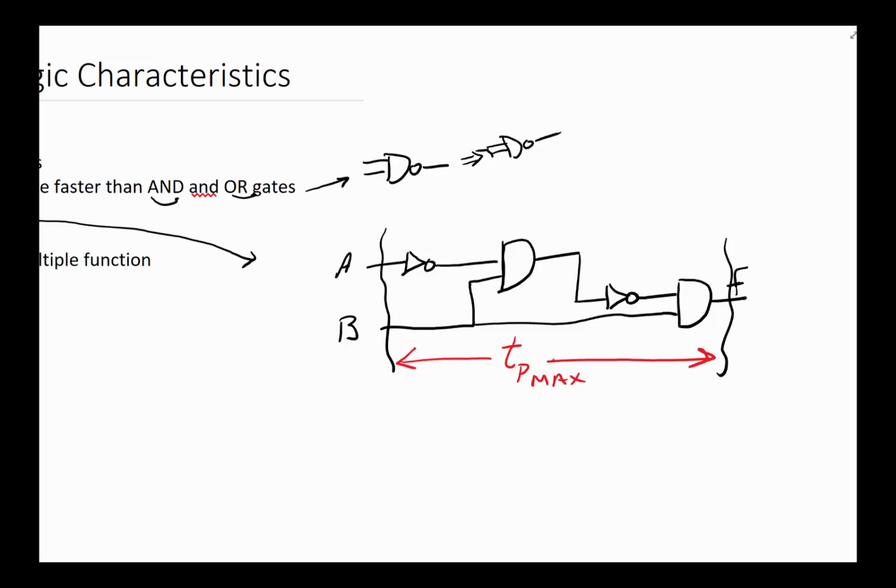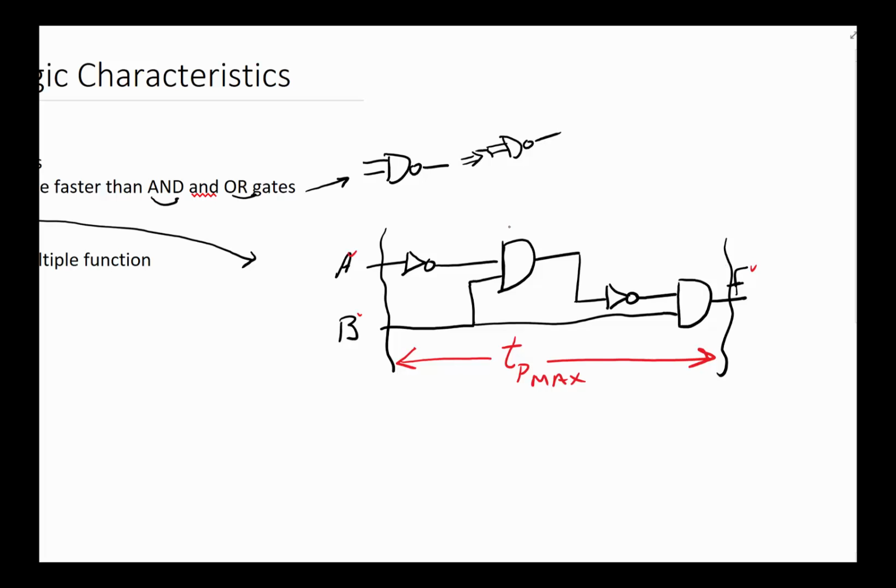Because F is not valid until A and B have propagated through the whole circuit. They have to go through this NOT. A is the longest path, so as long as we figure out how long it takes for A to make it through, we can tell the user that once the input has changed, if you wait this amount of time, then F will be valid. So how do we do that? In order to figure out what this is, we need to go back to the data sheet.